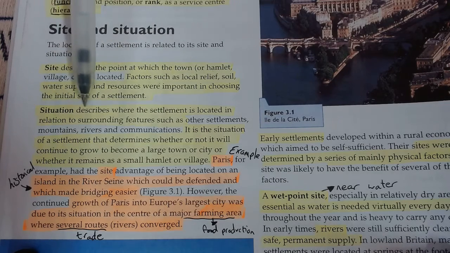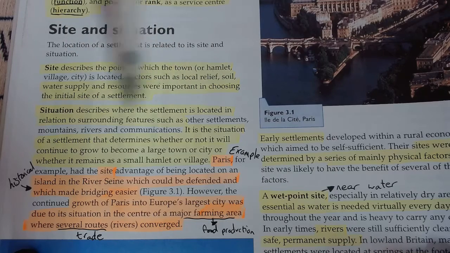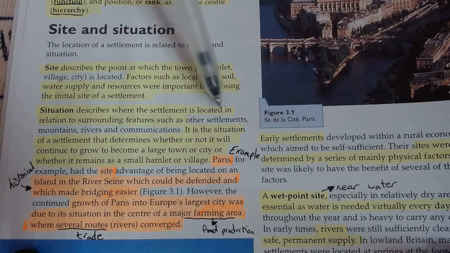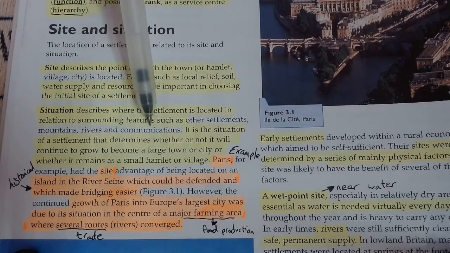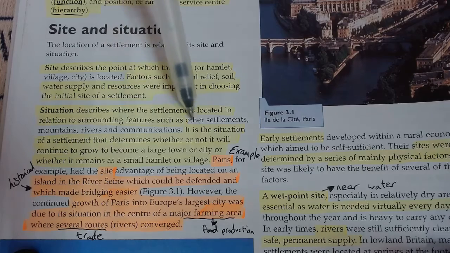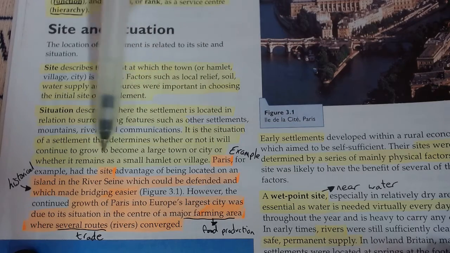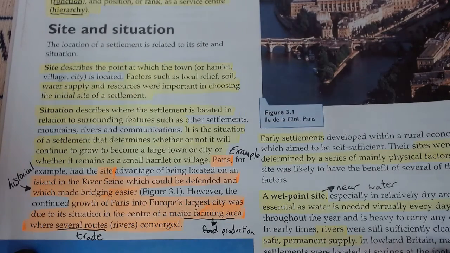Next of all, we have situation. It describes where the settlement is located in relation to the surrounding features, such as other settlements, communications, things like that. It's the situation of a settlement that determines whether or not it will continue to grow and become a large town or city, or whether it remains very small. So again, it's about that influence. Not all towns grow into major cities. So it's about that situation.